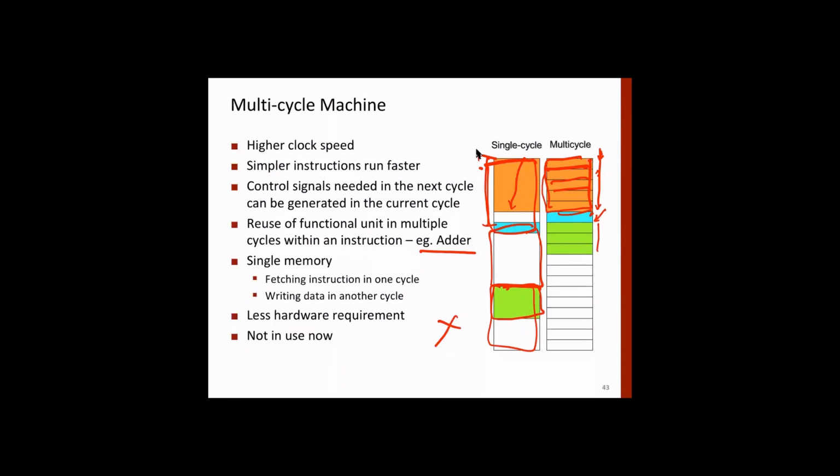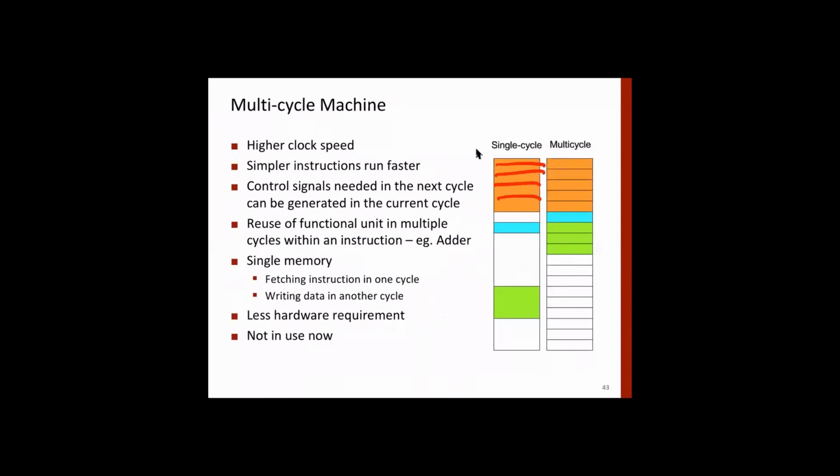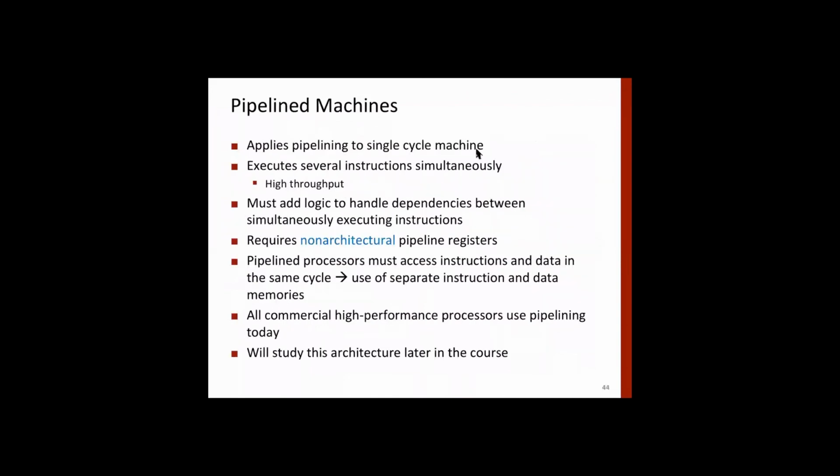However, we split this into a number of cycles, like here. This is available for the first instruction, this is available for the second instruction, and so on. So this applies pipelining to a single cycle machine. It executes several instructions simultaneously, that we have seen. We have looked at the example of a queue, the food counter queue. Exactly the same thing happens in pipeline.